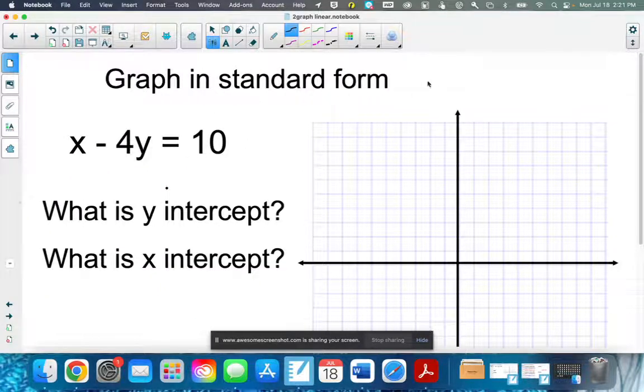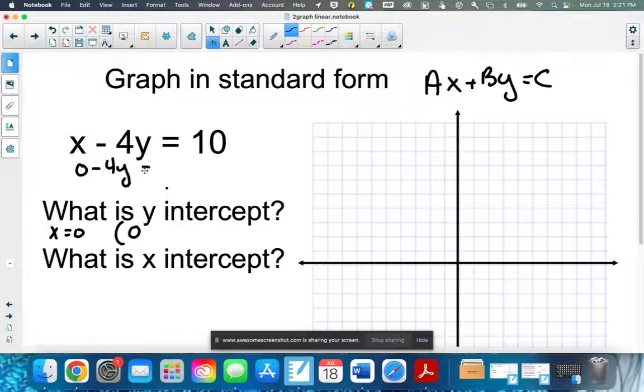Okay, so standard form again, ax plus by equals c. The only thing you have to remember is that the y-intercept is when x is 0. So if I substitute in 0 for x, I get 0 minus 4y equals 10. The 0 goes away, so I'm basically dividing 10 by whatever number's in front of my y. So what is 10 divided by -4? Should be -2.5.